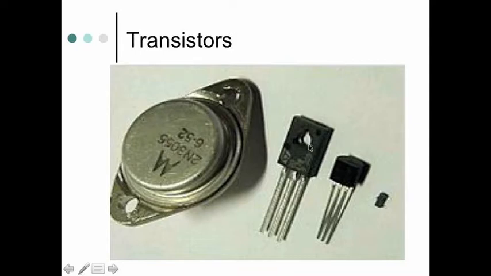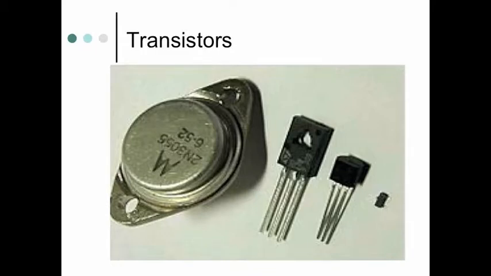Same thing with this one, except there's a hole in the center. It gets bolted down to a heat sink. And actually on one side you put heat conducting material so that the heat can exit the transistor and go into this piece of metal where the air flow can cool it. And then they get smaller and smaller.